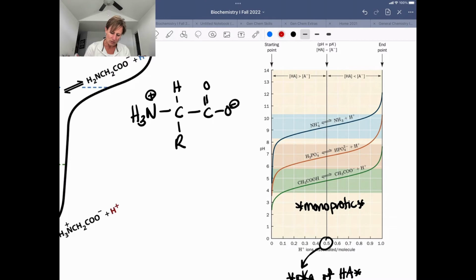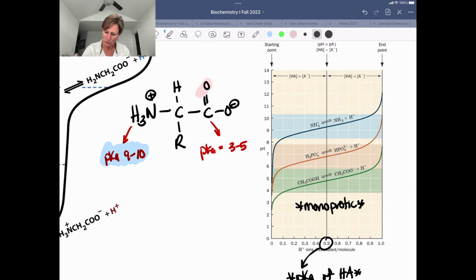So when we think about pKa values, the pKa value of a protonated amine is 9 to 10. And that's important because that reminds us that that functional group is going to be protonated at physiological pH because pKa is greater than pH. Conversely, when we think about the acid functional group, pKa here is going to be equal to 3 to 5. And so for that functional group, we're going to be deprotonated because pH is greater than pKa.